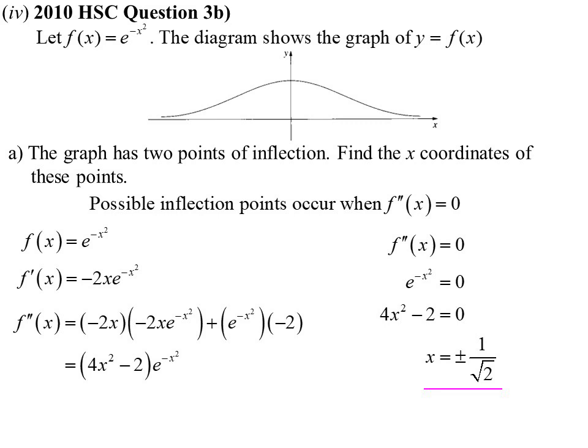But because they've given me the graph, I can say, well, okay, there are two. I've found two possibilities. They must be the two. The x is plus or minus 1 on the square root of 2.